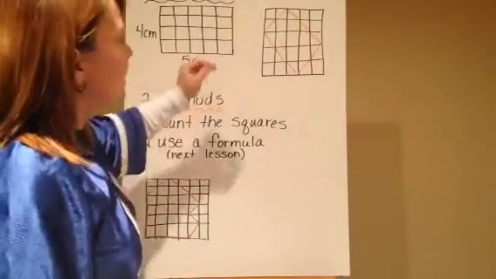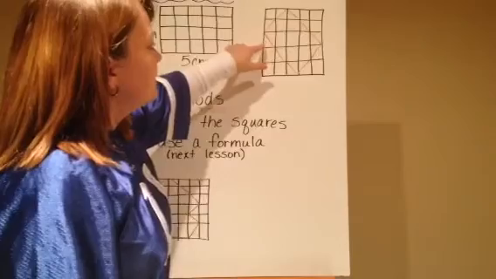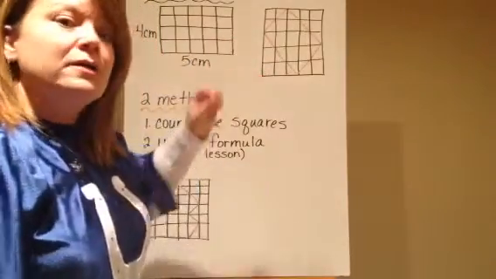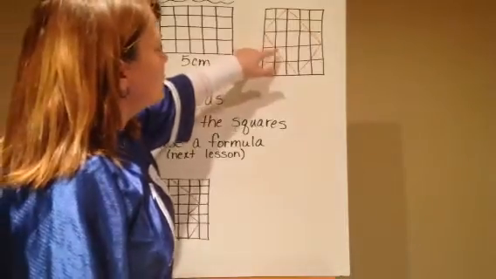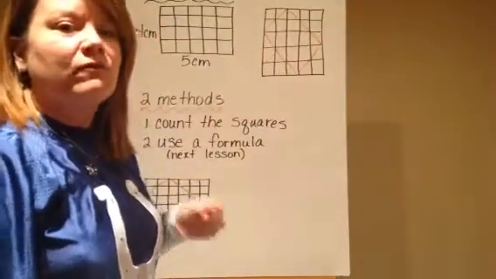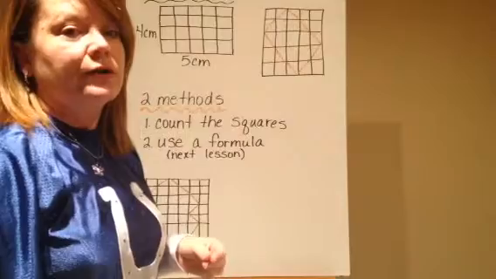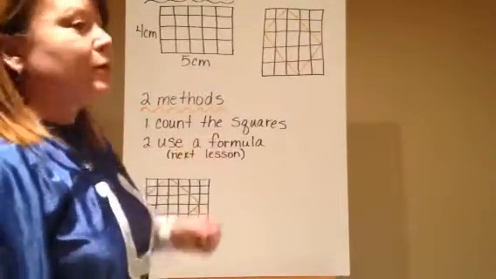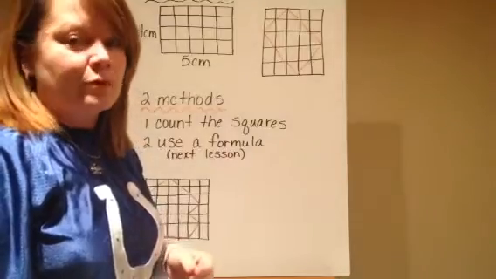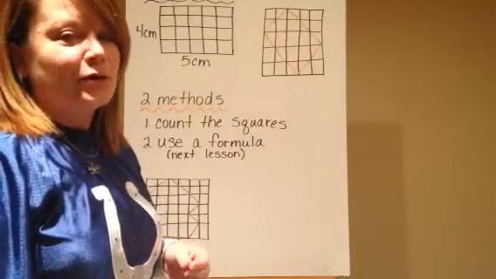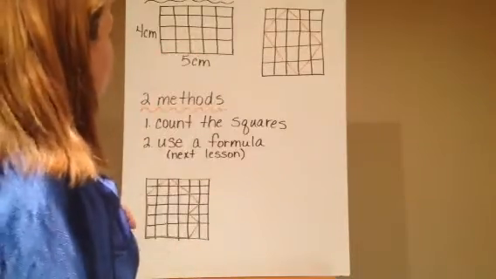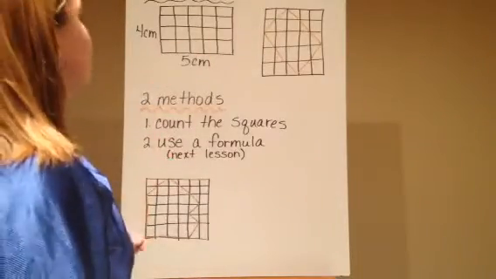It gets a little complicated when we have shapes like this that don't cover an entire square. So then we have to take parts of shapes and add them together to make a full square so that we can figure the area for that particular shape. The second method is to use a formula, and we're going to learn that formula in the next lesson, not today. So hold on to your horses on that one. So let's take a look at these three examples that I have up here.